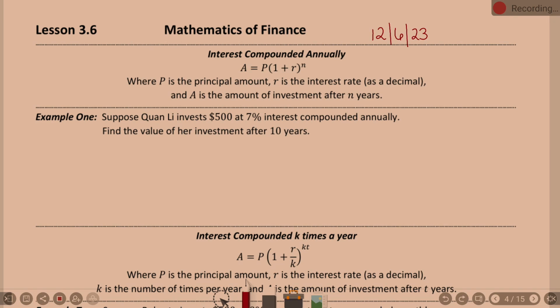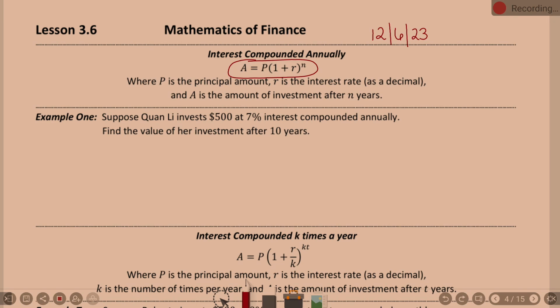So, we're going to start with a more basic formula. The basic formula is simple interest, but we're not doing simple interest. We're going to start with compound interest. So, we have a formula for interest compounded annually, and this formula specifically works when the interest is compounded annually. Annually being how often? Once a year.